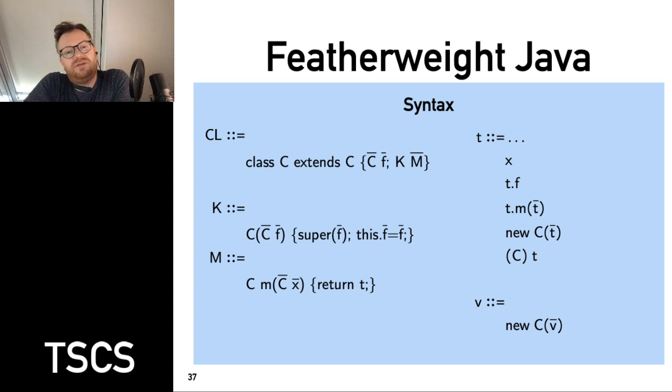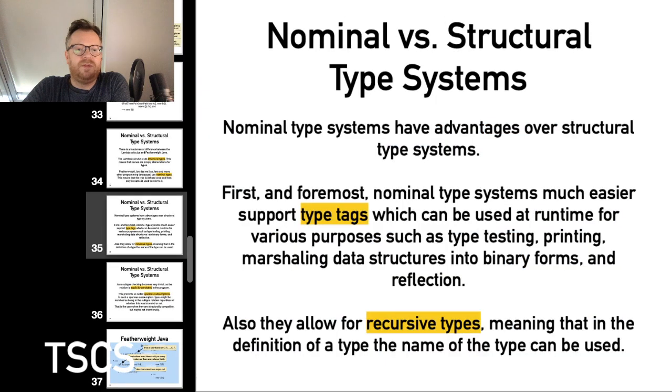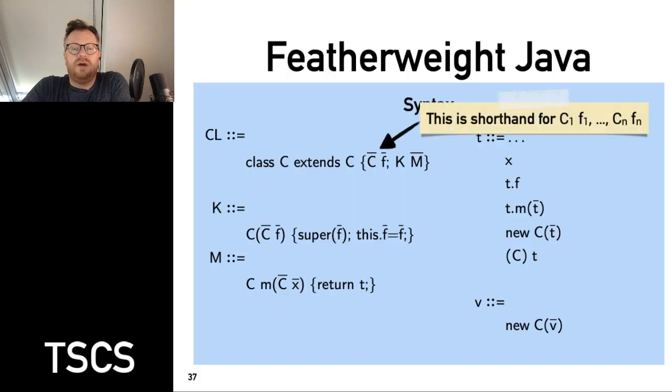Then you have one constructor, and then multiple method definitions, or zero. That also is fine, but you can have multiple. So one constructor, multiple methods. The constructor is also rather interesting. Just as an annotation, this is a shorthand for C1 F1 until Cn Fn. So this vector, it's not like class, field. No, it's class, field, and so on.